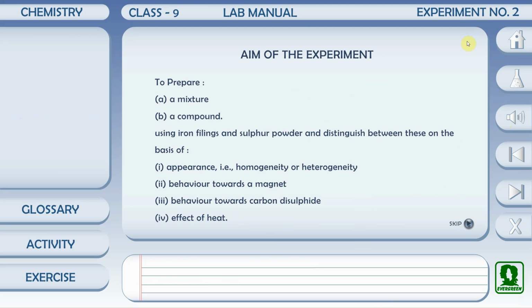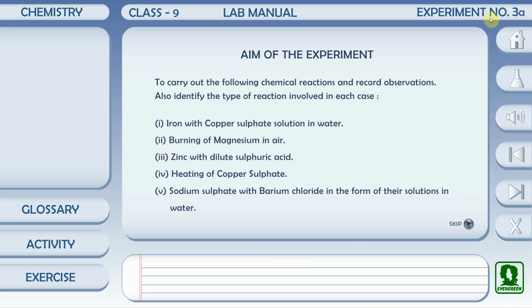Let us study how we can prepare a mixture and a compound using iron phosphate. Our next experiment is to carry out the following chemical reactions and record observations. Also identify the type of reaction involved in each case.